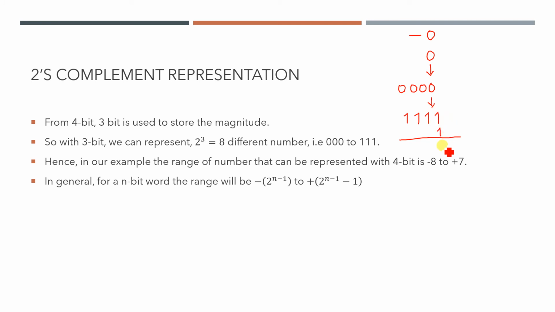So 1 plus 1 becomes 1 0, keep 0 here, carry 1. 1 plus 1 becomes 1 0, keep 0 here, carry 1. 1 plus 1 becomes 0 here, carry 1. Again 1 plus 1 becomes 0 here, and the carry will be 1. Now you can see, as we are representing with 4-bit digits, this part has to be discarded because this is already 4-bit. This carry will automatically be discarded because there will be no space in the memory.